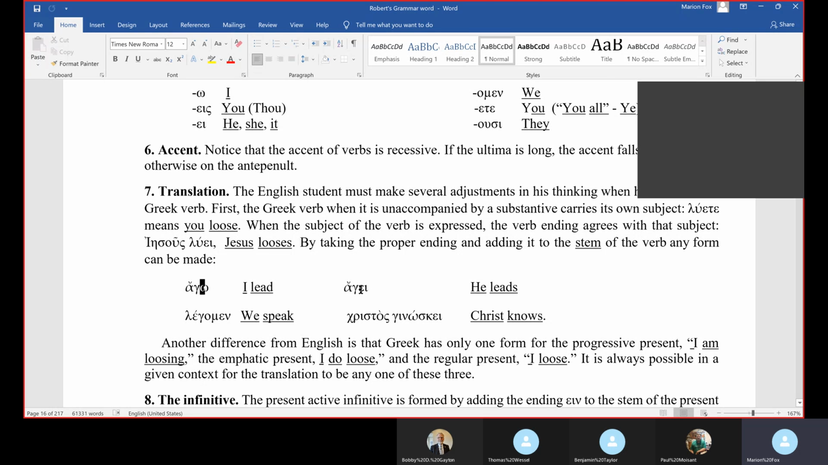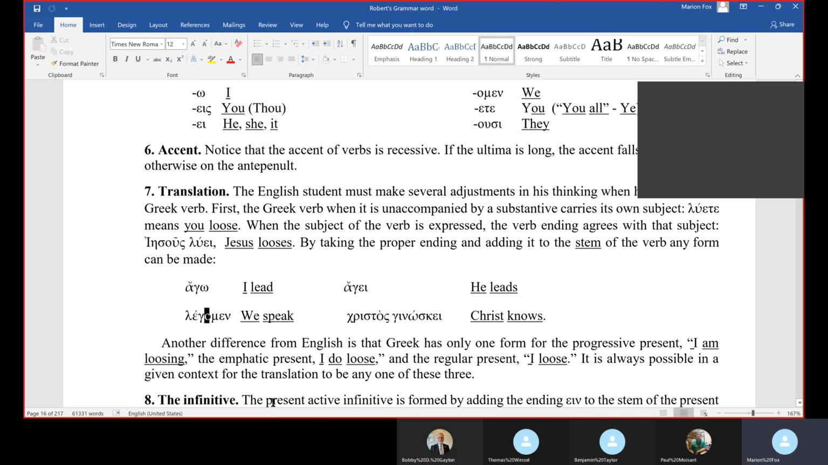What is this right here? This is age, so it comes to be what person here? My cursor is on it up above. First, second, third person, singular. So it's third person singular. This ending here is from ago, third person singular. He leads. Okay?